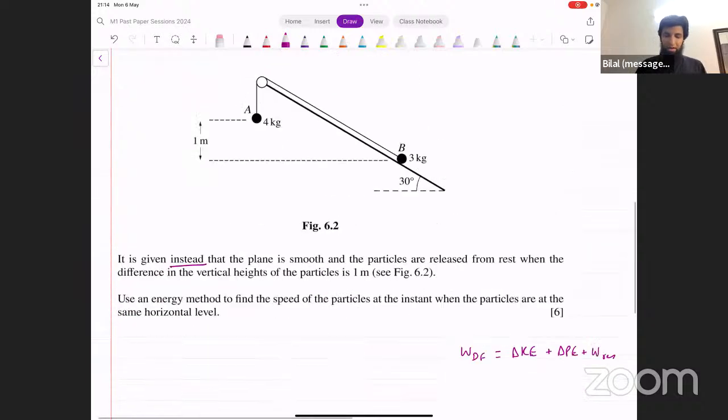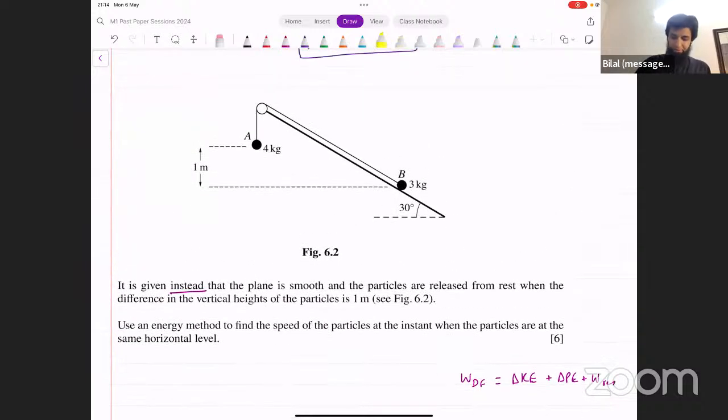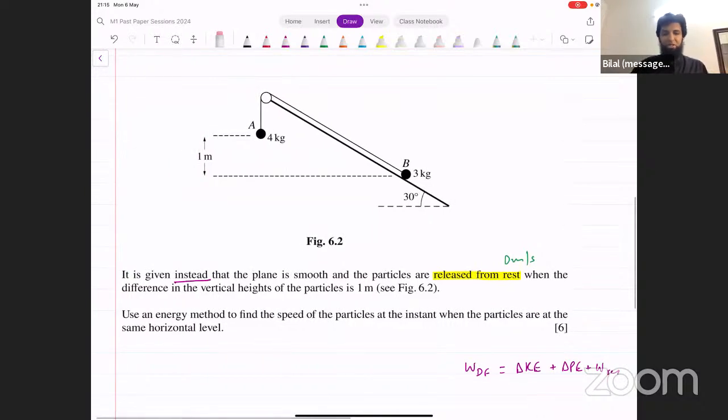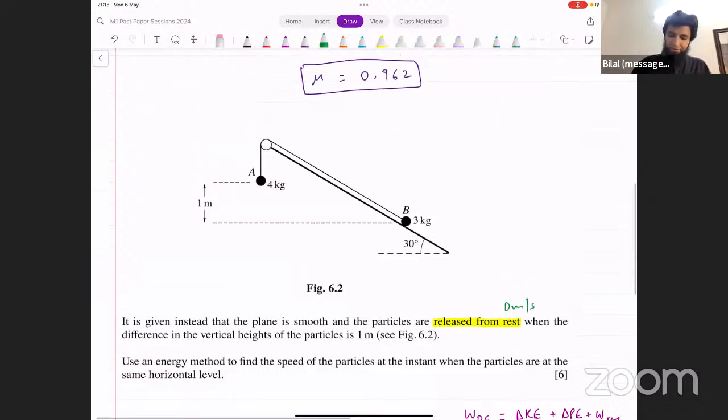Now, how do we use that? Let's think about it. What information do we have? If the particles are released from rest, the starting velocity is 0. We need that for kinetic energy. The difference between vertical heights is 1 meter, so we'll keep that in mind as well for the change in potential energy. But we need to figure out how much has A moved and how much has B moved. We'll think about that in a moment. It says use an energy method to find the speed of the particles at this instant.